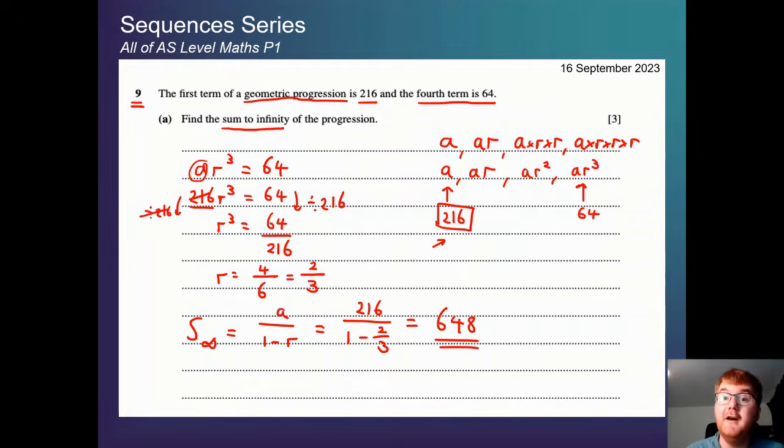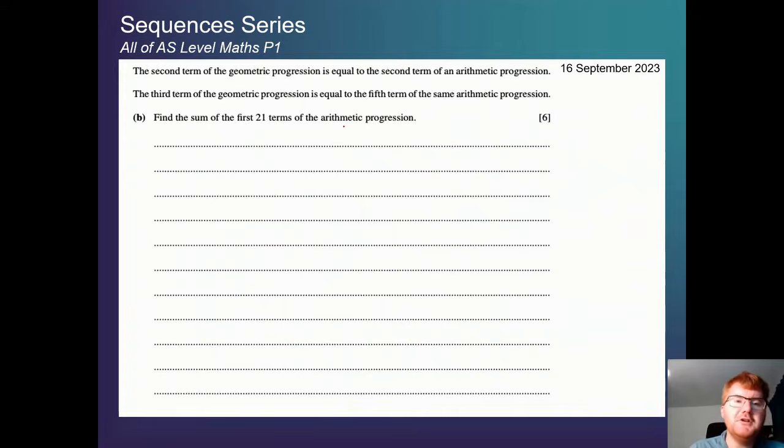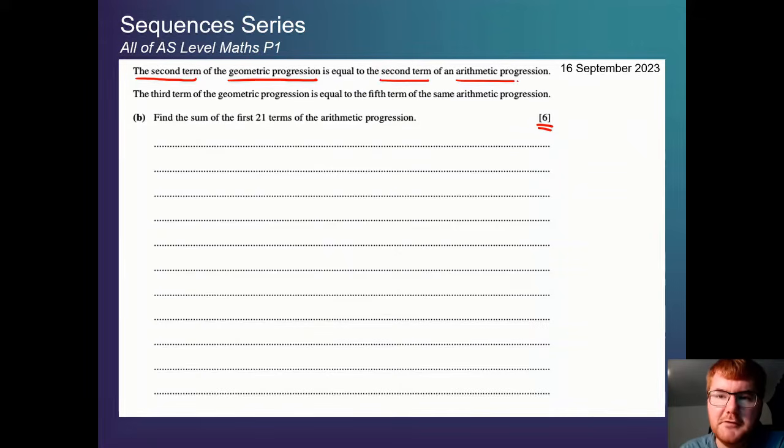That's perfectly fine. On to question B, and this is where it gets a bit tricky. Again, as soon as you see a 6-mark question towards the end of the paper, you need to think about this quite carefully. So let's read this through. The second term of a geometric progression is equal to the second term of an arithmetic progression.